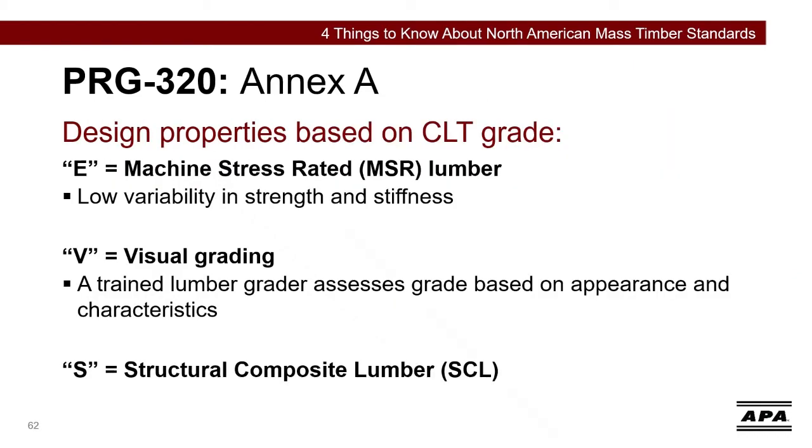Now let's get into Annex A, which provides design properties based on CLT grades and layups. When looking in the annex, the CLT grades are denoted using letters and numbers. E stands for Machine Stress Rated Lumber, or MSR lumber. This CLT grade has low variability in strength and stiffness. V stands for Visual Grade Lumber, meaning a trained lumber grader assesses grades based on appearance and characteristics, just like the ones you're probably familiar with in the NDS. And S stands for Structural Composite Lumber.